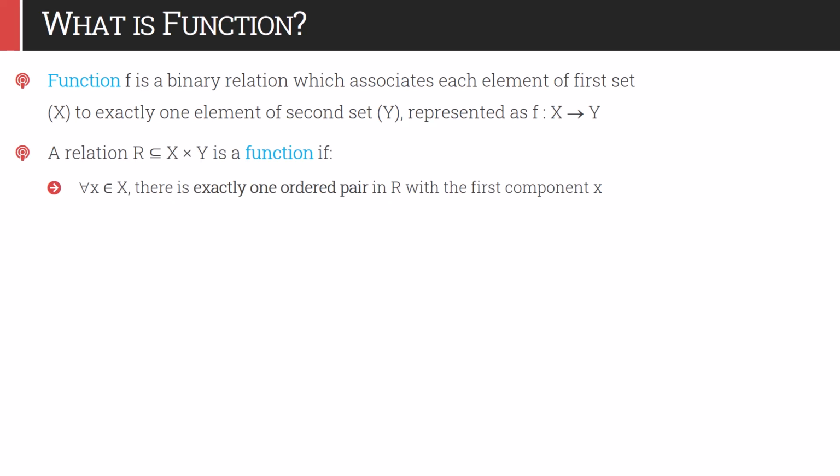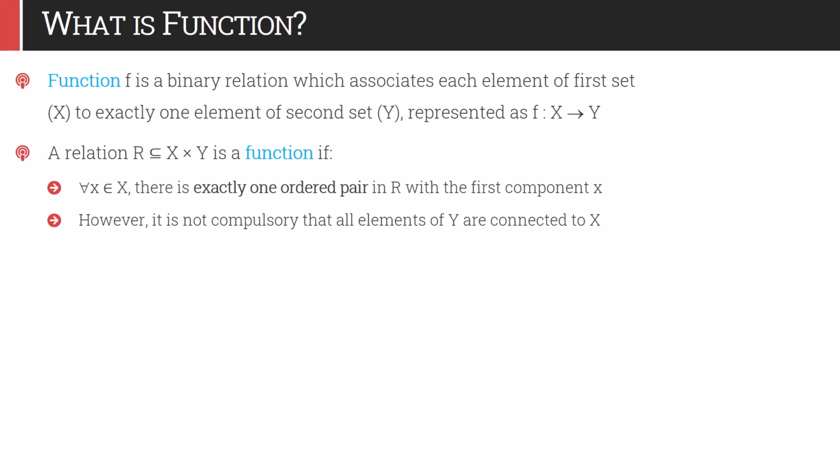A relation R, which is a subset of the Cartesian product of sets X and Y, is a function if it holds the following property. For every element small x belonging to set capital X, there is exactly one ordered pair in R with the first component x. That is the first condition. However, it is not compulsory that all elements of Y are connected to X. We can say a relation is a function when every element of the first set X has an association with some element of Y, and there should be exactly one such ordered pair.